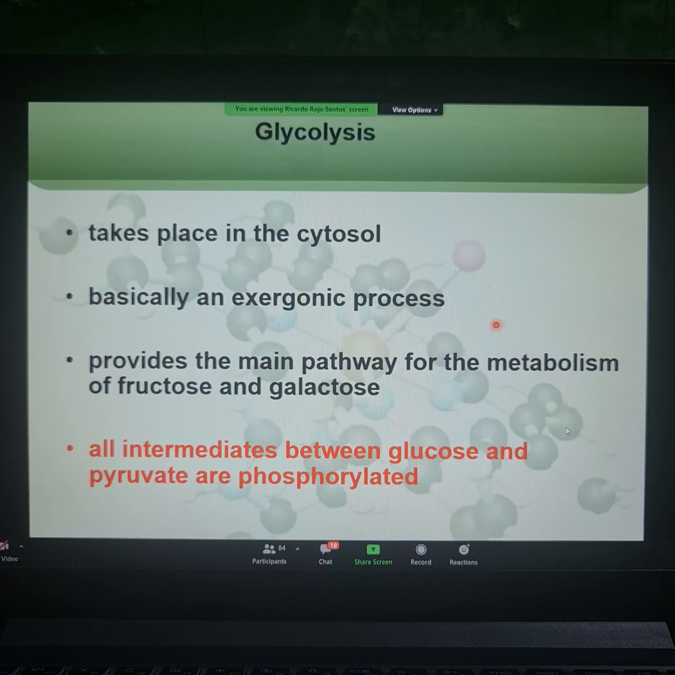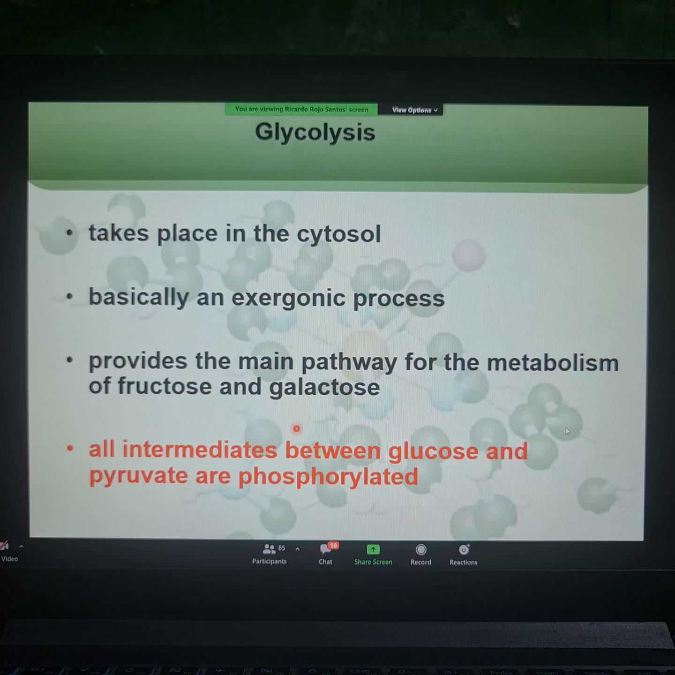Glycolysis is basically an exergonic process that releases energy, and this energy is ultimately trapped in the form of a high energy compound called adenosine triphosphate. Glycolysis also provides the main pathway for the metabolism of fructose and galactose. We get fructose and galactose from our diet, and their metabolism proceeds through the metabolism of glucose.